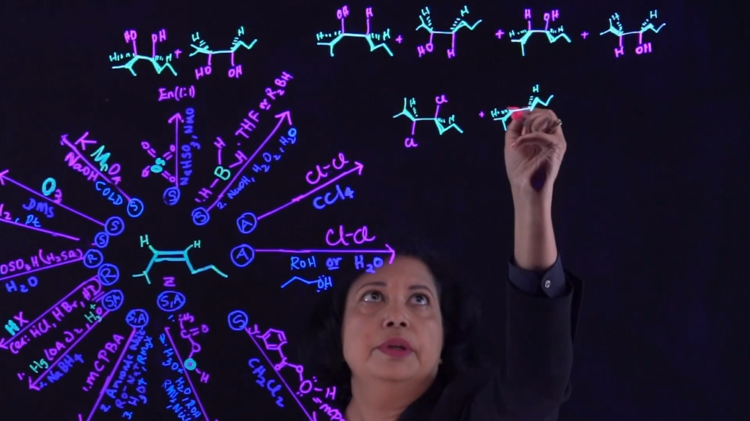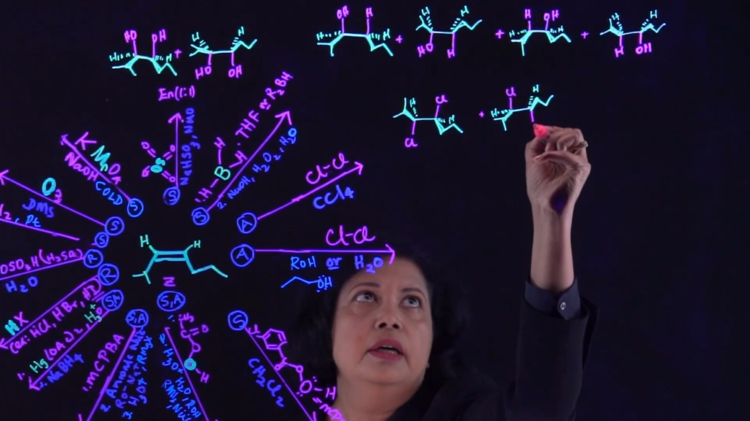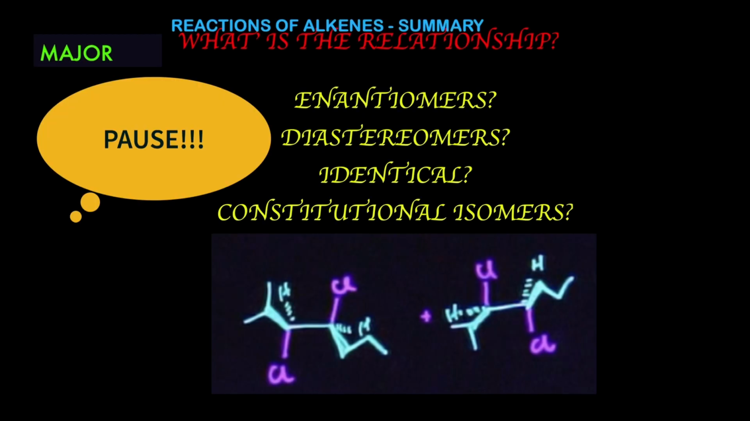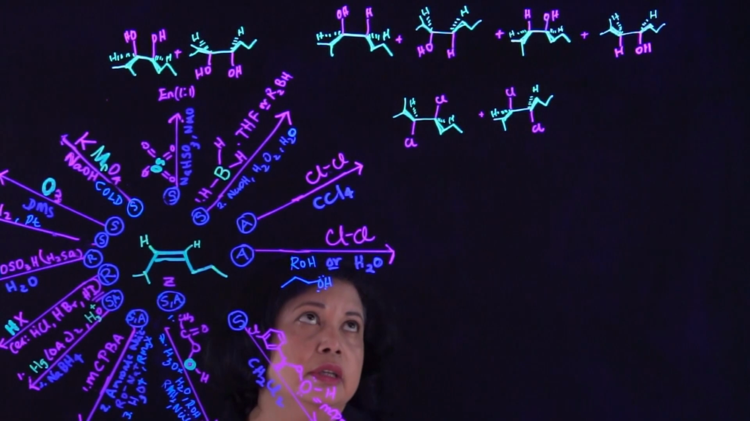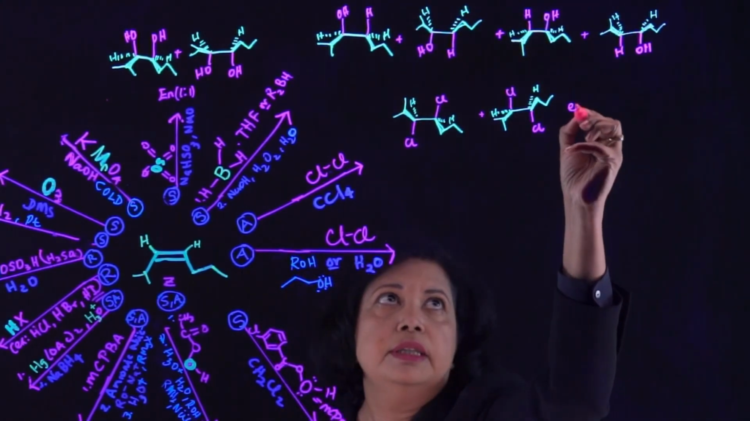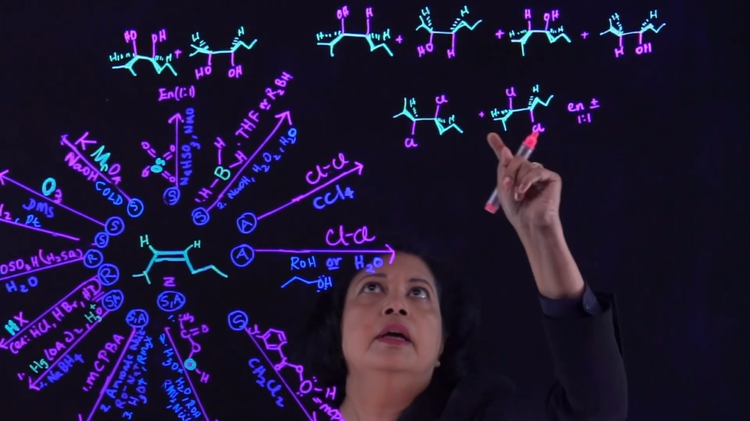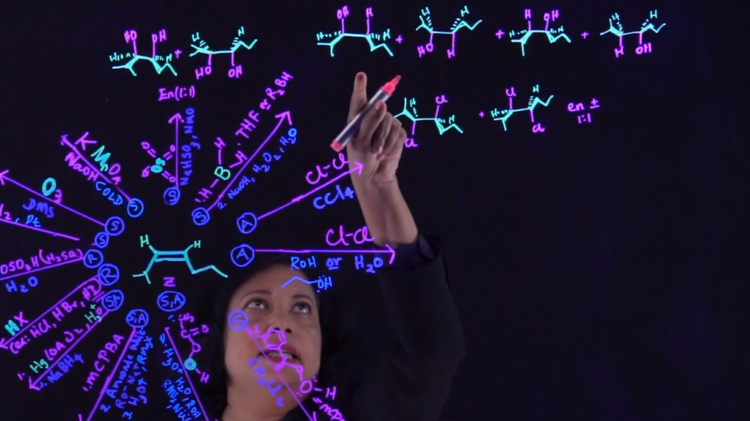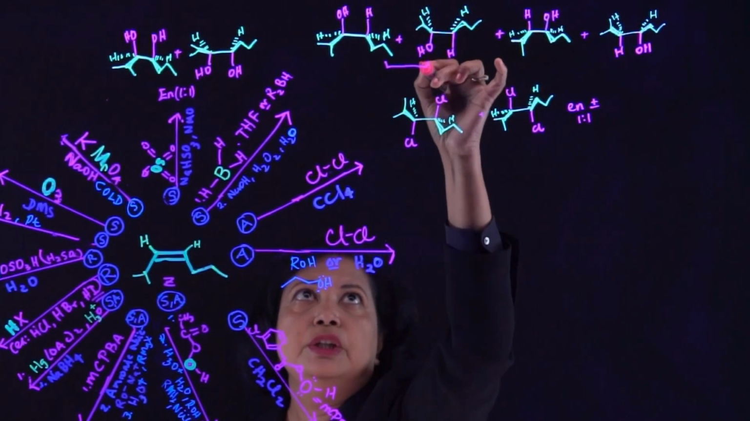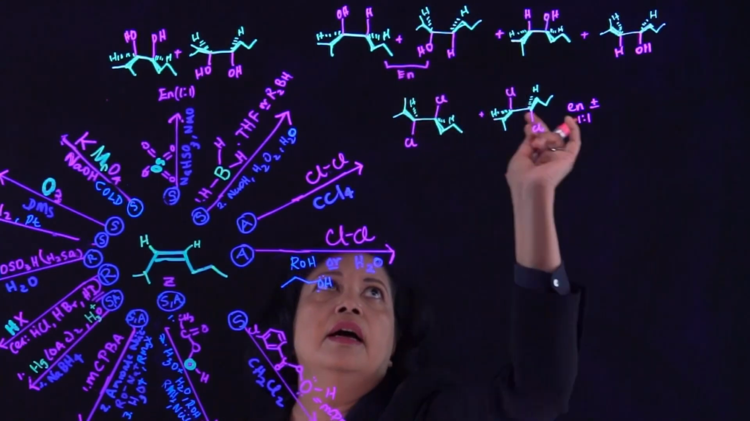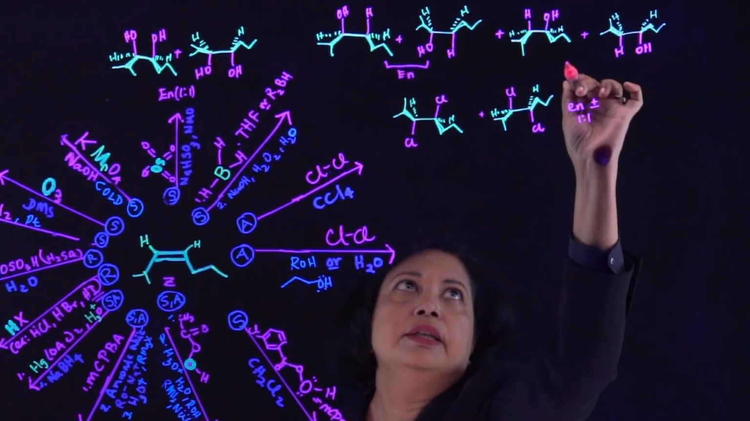And now you're going to put your chloride here and here. So you can see these are mirror images of each other, so they are enantiomers, a 1-to-1 racemate. What about these? Obviously, if you put a mirror here, you'll get this. These two are enantiomers. And these two are enantiomers.